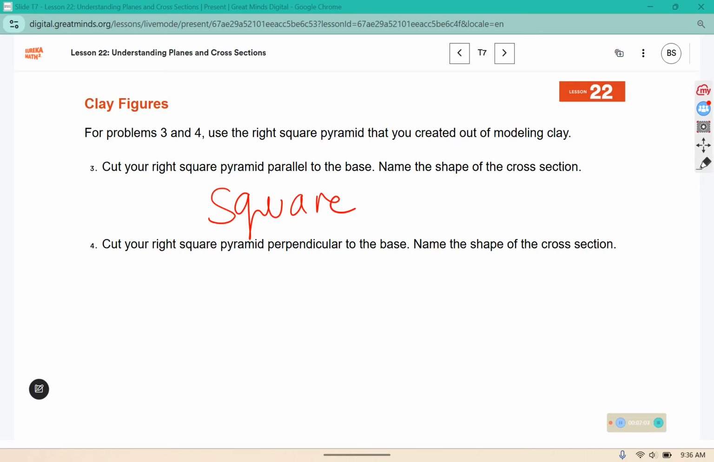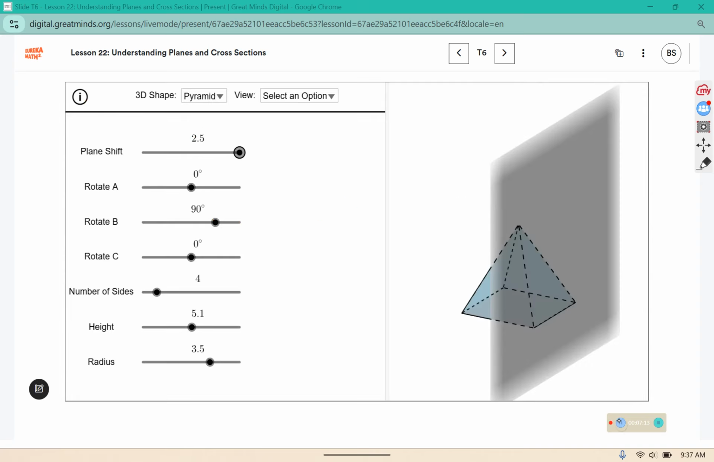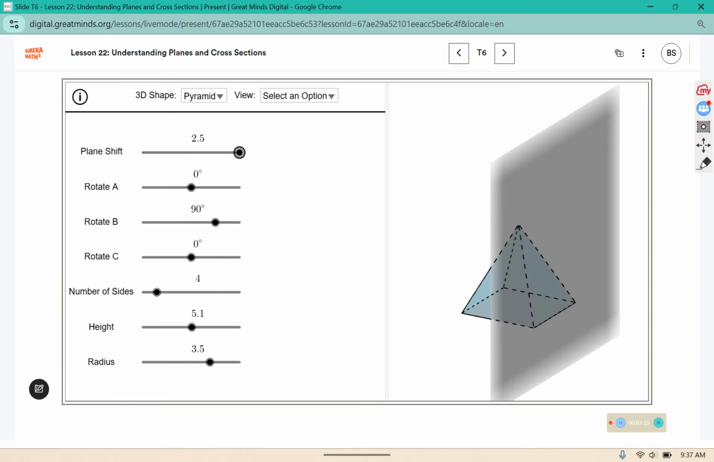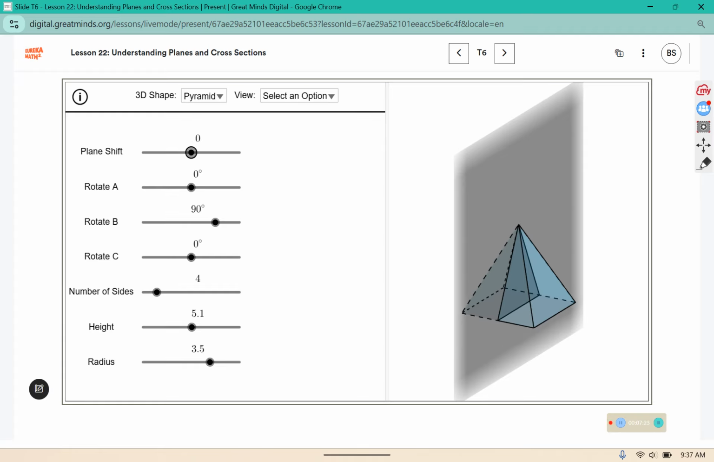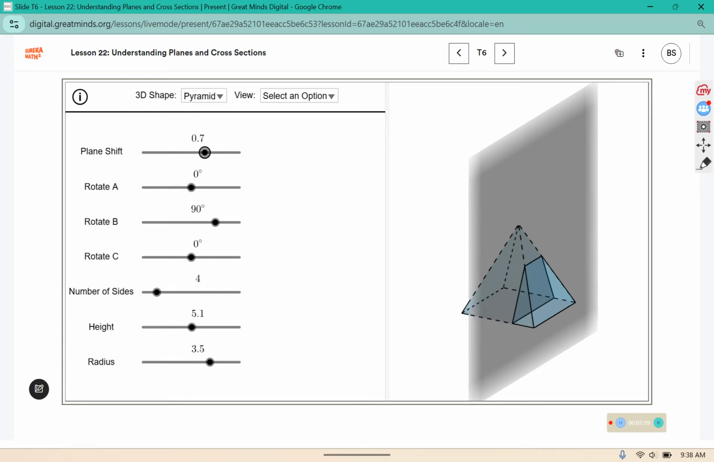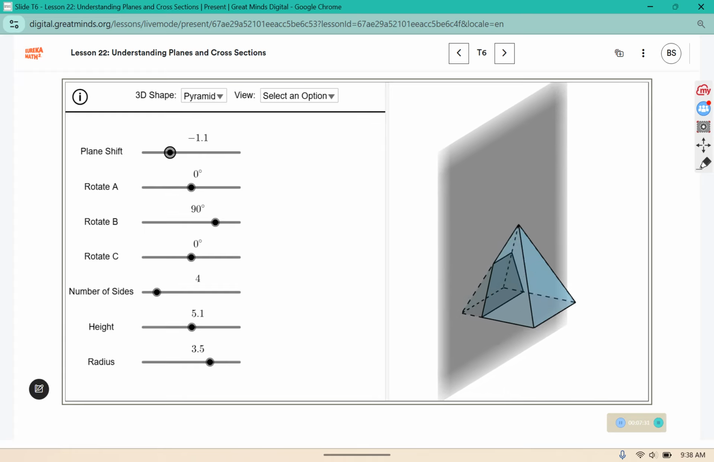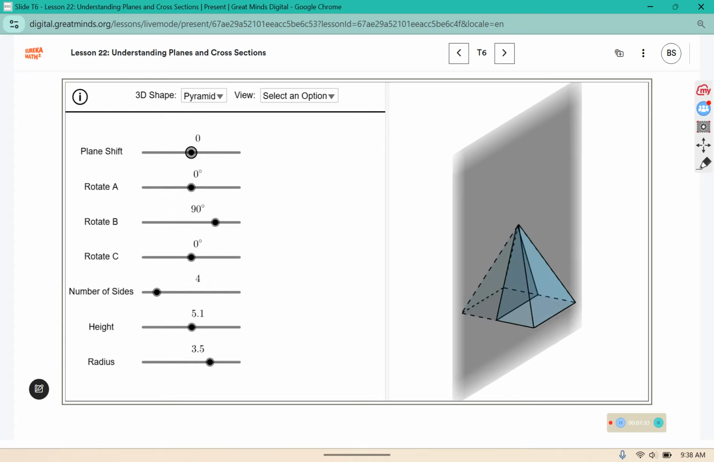Number 4 asks us to cut perpendicular to the base and name the cross section. So now perpendicular, you can see that at some parts of this, it's a trapezoid, but if you go through the center, it makes a triangle. So there's several possibilities for perpendicular depending on where you slice it. Could be a trapezoid, or it could be a triangle.